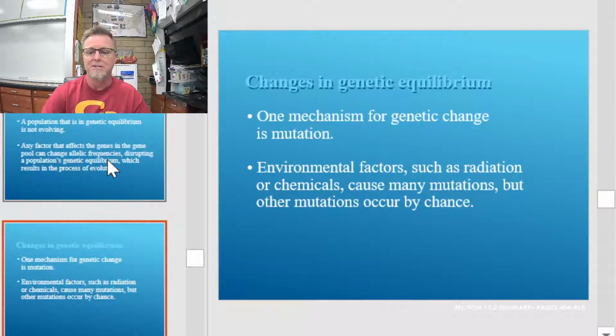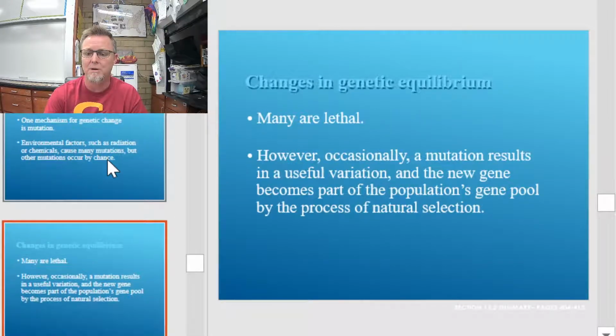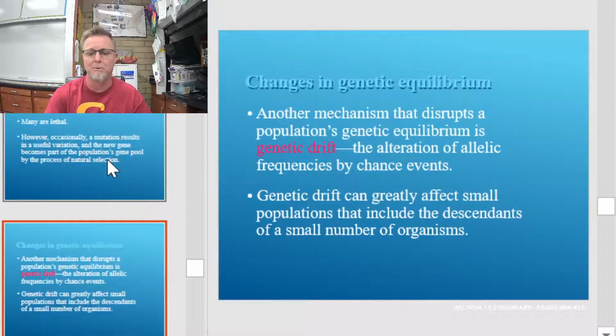All right. So one mechanism of genetic change is mutation, not Roundup. Mutation can cause random changes in your DNA, and the idea is that those random changes can make you either more or less successful in the environment that you're in. Okay? No way to control it, but that's one way that it can happen. Many mutations are actually lethal, but occasionally a mutation results in a useful variation that can then be passed on and affect genetic equilibrium in the gene pool.